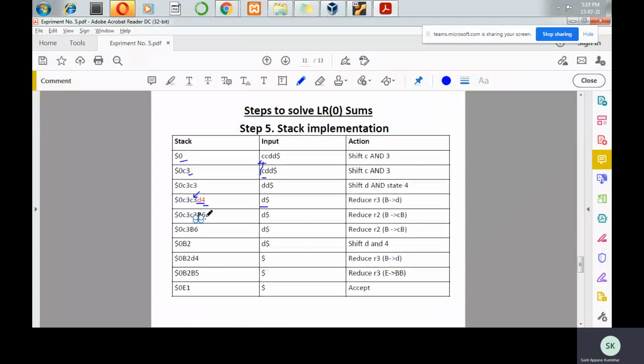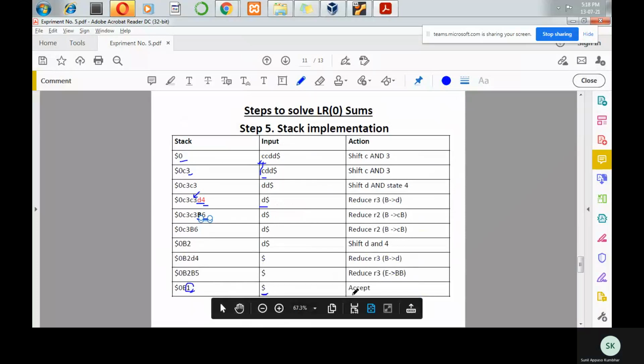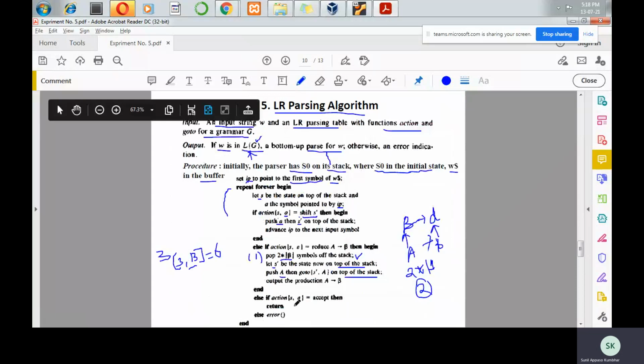Similarly, the operations are carried out further, okay, and whenever the top of the stack is a state number and the current input symbol is dollar, if the state number is 1 and the input symbol is dollar, the parser accepts the given string and stops the parsing. So here you can see in the very third step, if the action of S comma A is an accept entry, then the parser returns, else it shows an error entry.